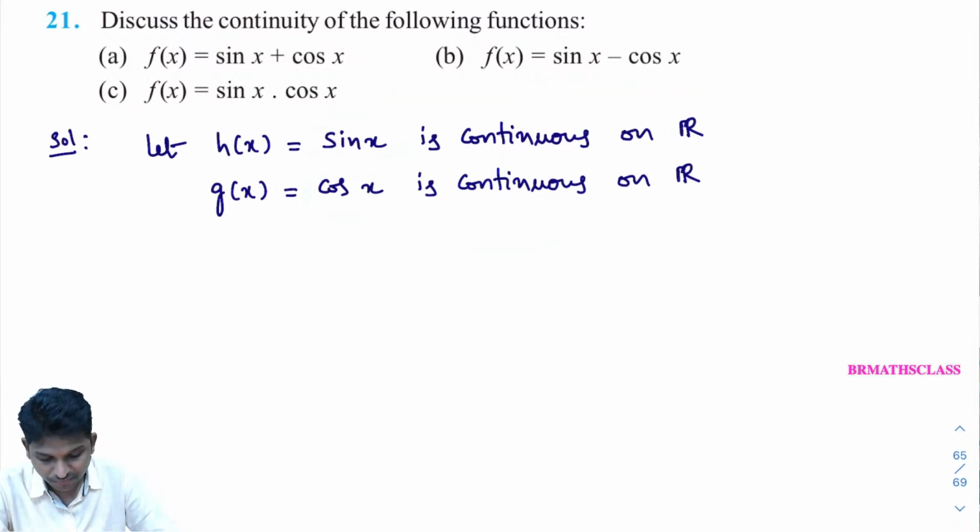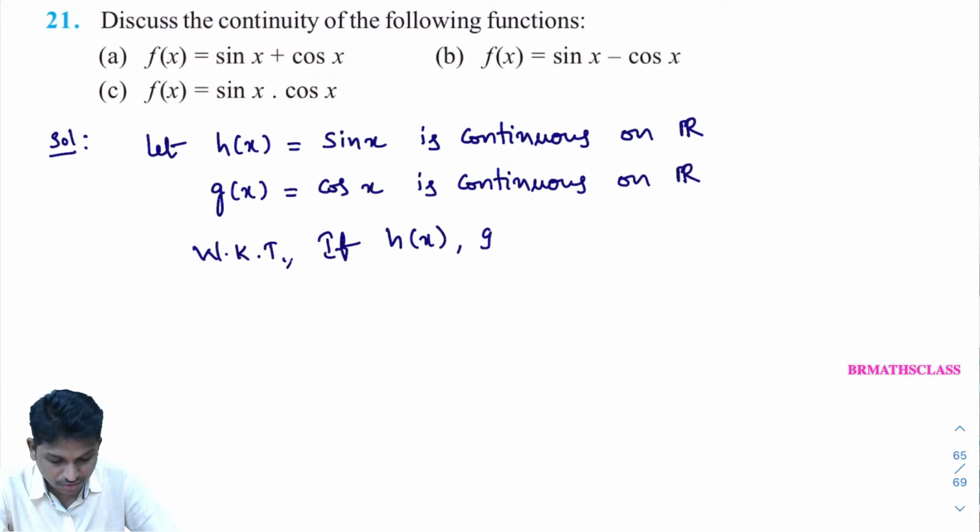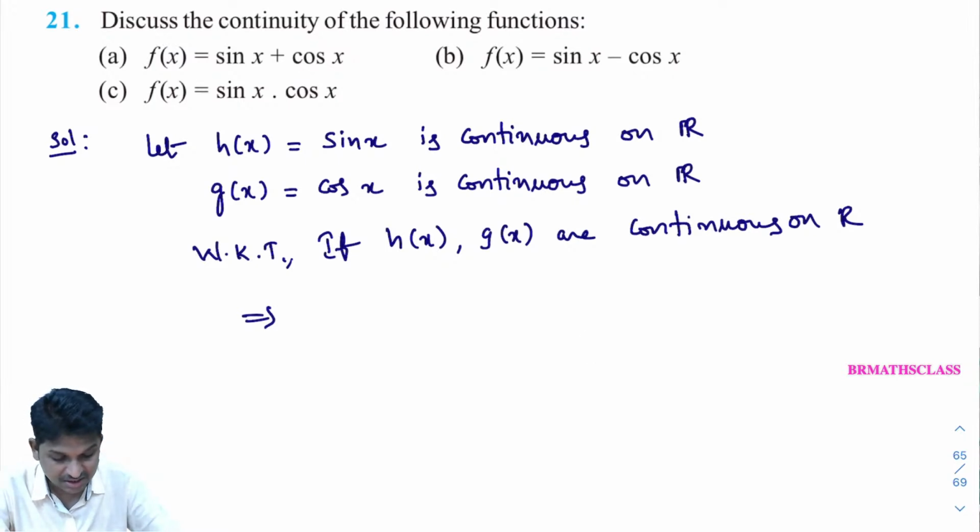We know one point from the theorem. What is that point? We know that if h of x and g of x are continuous on R, from this, what is the domain of h of x plus g of x? Look here, one minute, let me explain. Functions knowledge is needed a little bit here.